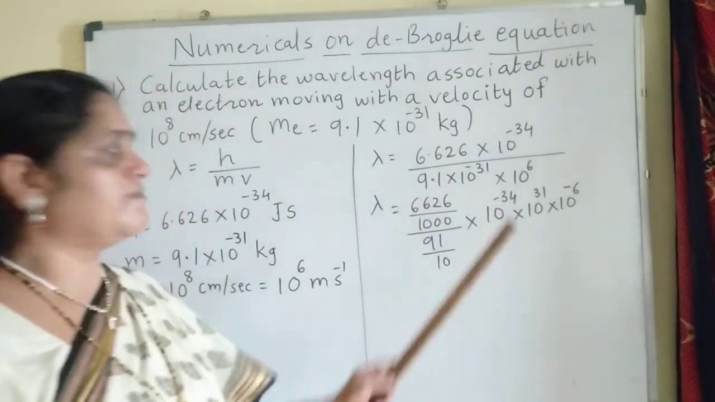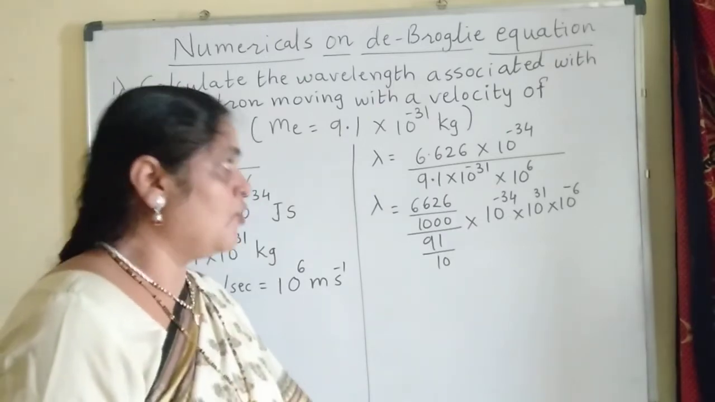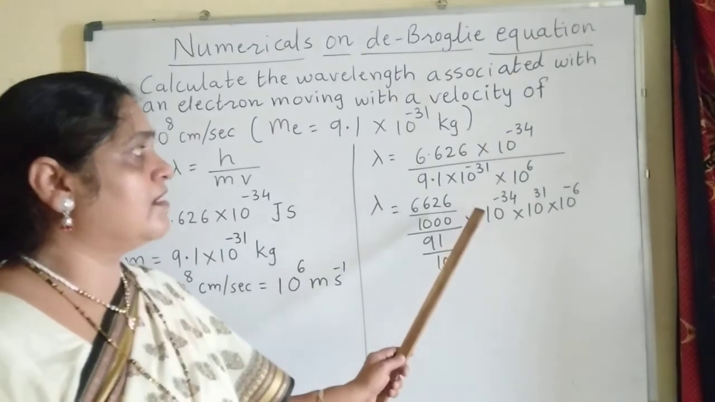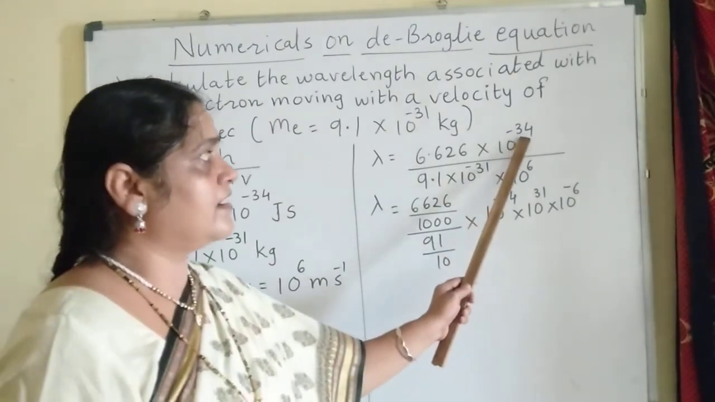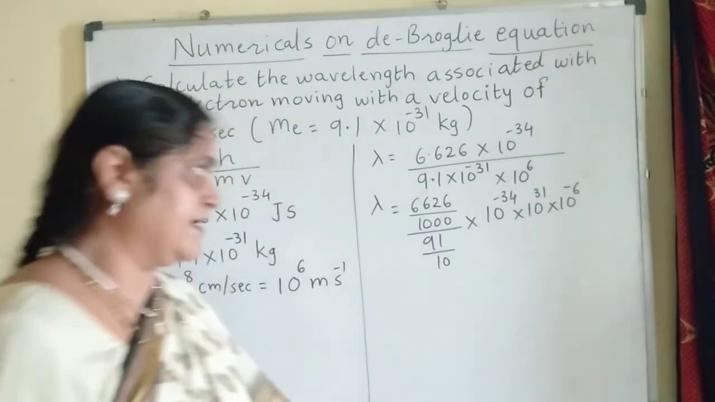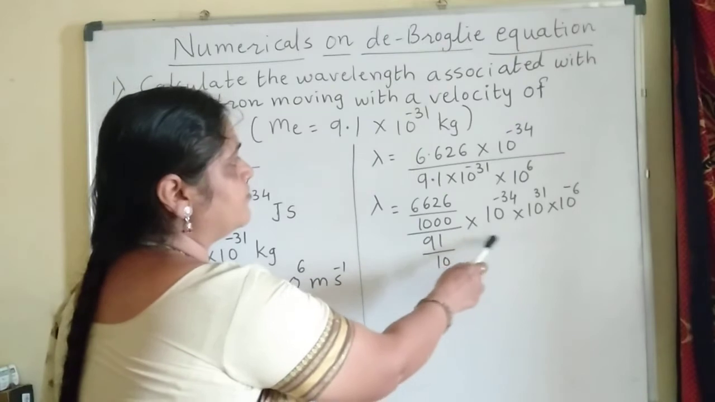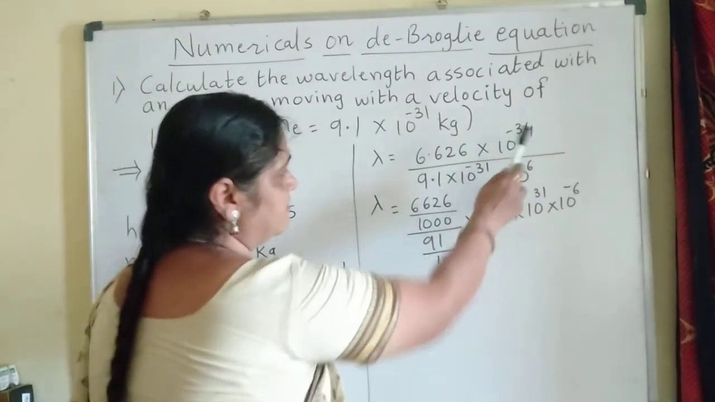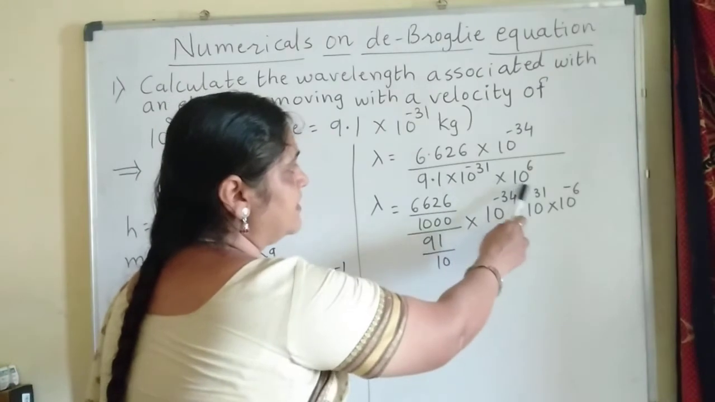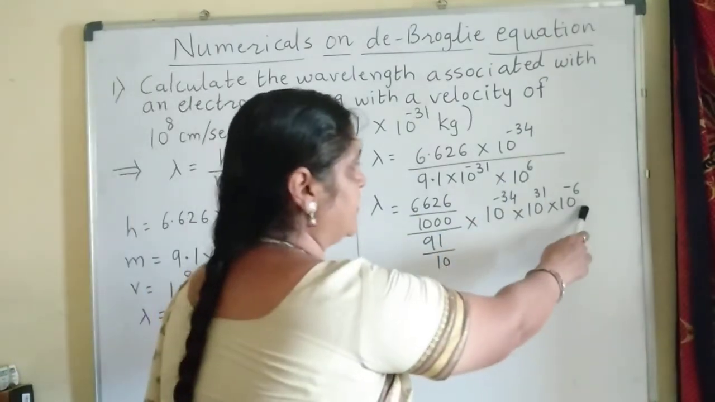Now after putting the values, when you are doing the calculation part, you have to make all the 10 raised to some exponent, whether positive or negative, together. So here I have written 10 raised to minus 34 into 10 raised to 31, which is going to the numerator, so it is 10 raised to plus 31. This 10 raised to 6 also goes to the numerator, it becomes 10 raised to minus 6.